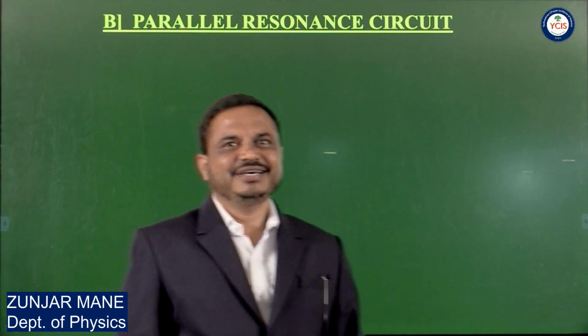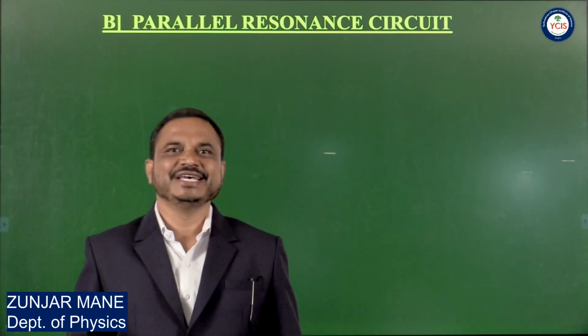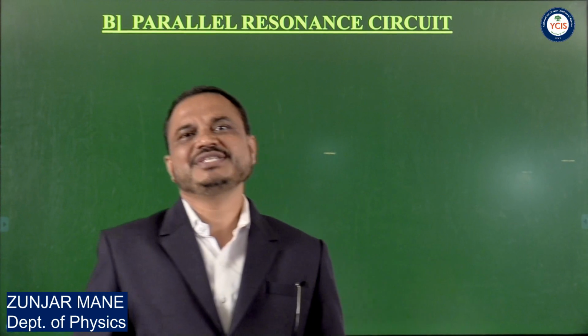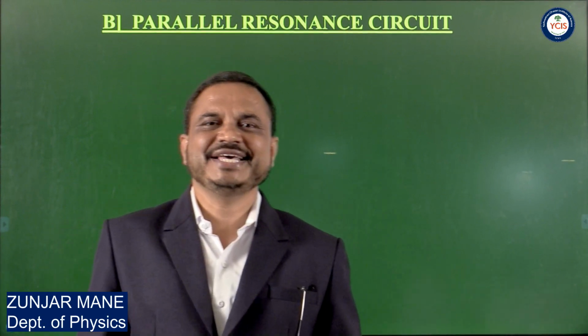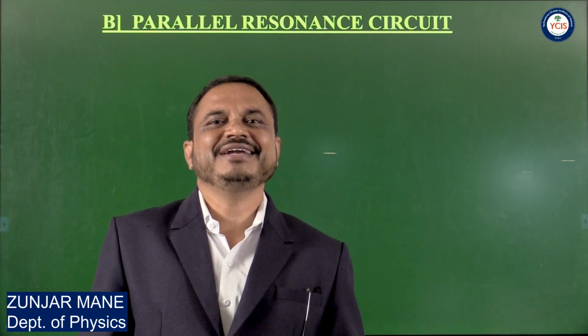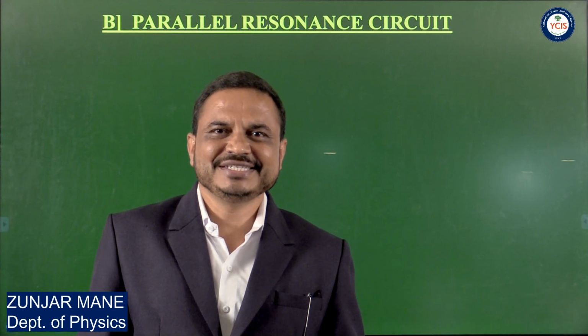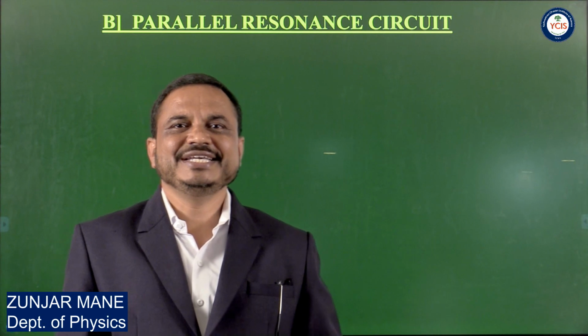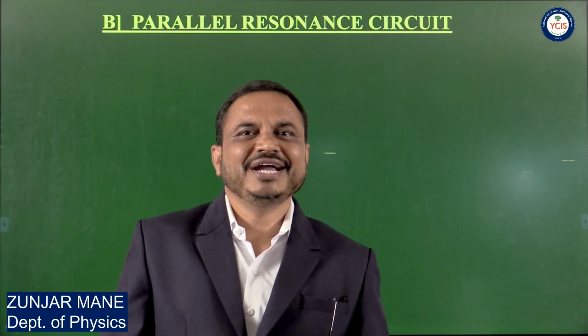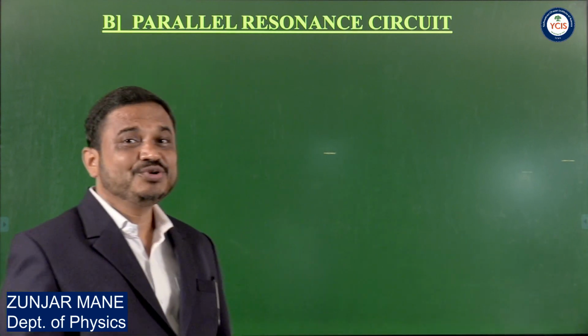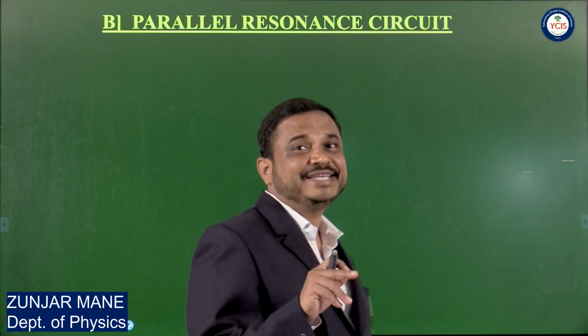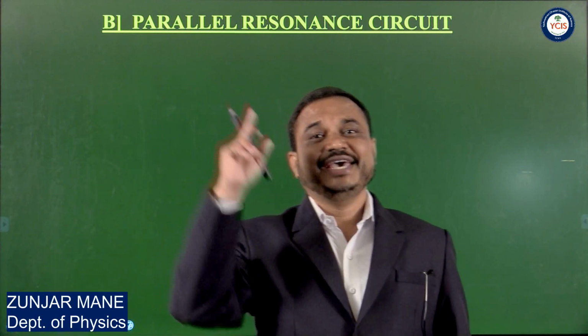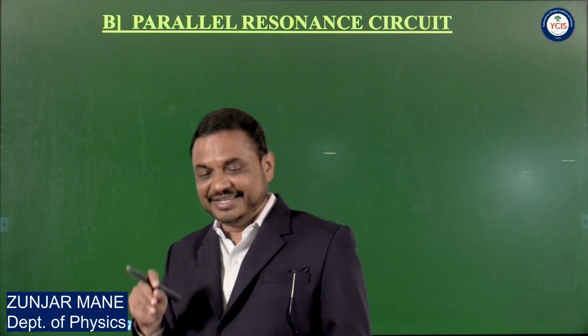Welcome students. In the previous lecture we saw the series resonance circuit, the expression for the series resonance frequency, and the conditions for series resonance: current is maximum, Z is minimum, and both are in the same phase. So the main condition for series resonance is that the L, C, and R are connected in series.